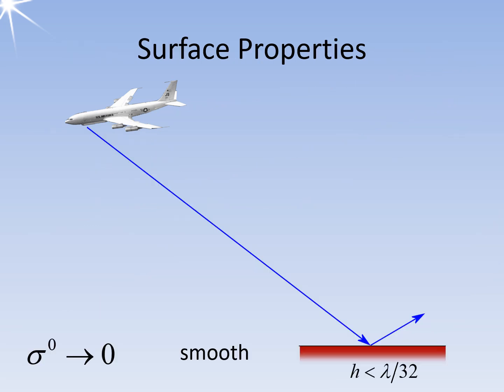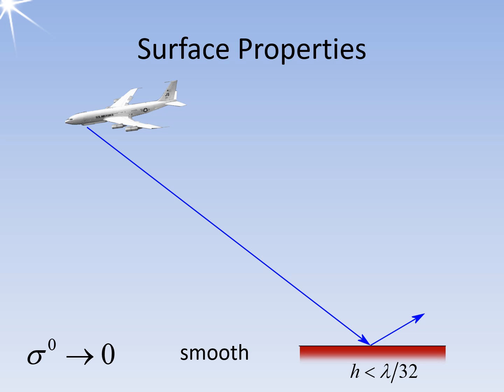The surface roughness is a key factor in reflected signal strength. With a smooth surface, the electromagnetic wave is reflected according to the basic rule of reflection. The angle of incidence is equal to the angle of reflection. The radar receives nothing from such a surface. But no surface is really completely smooth.